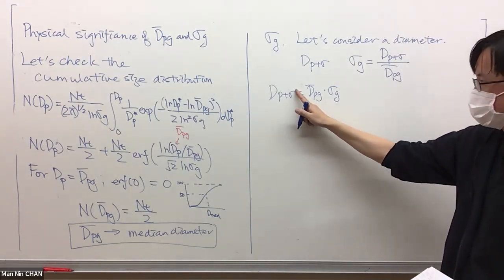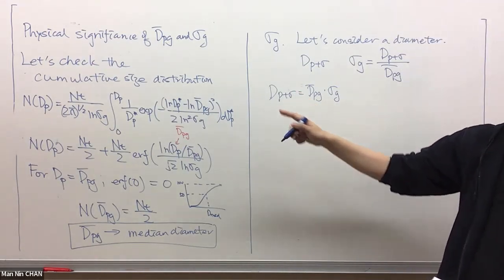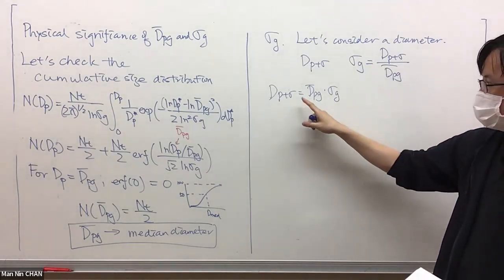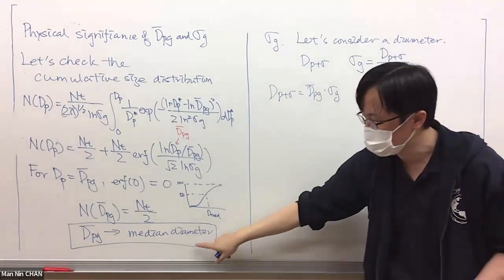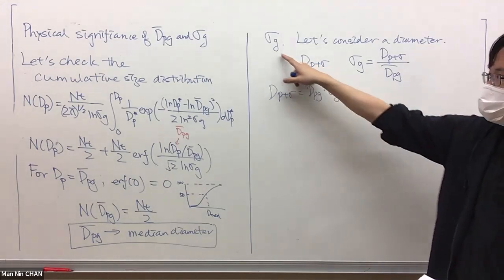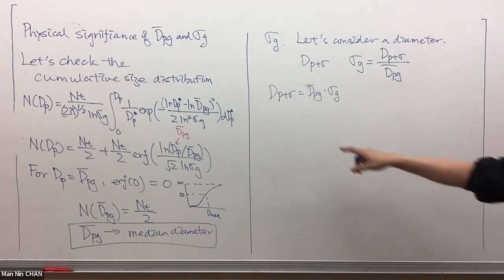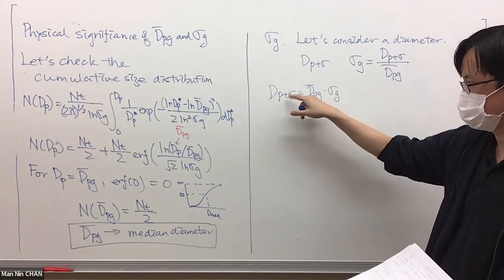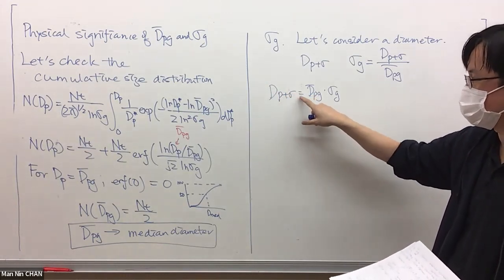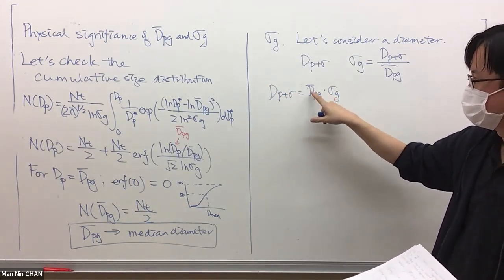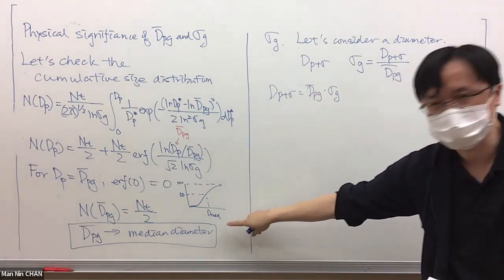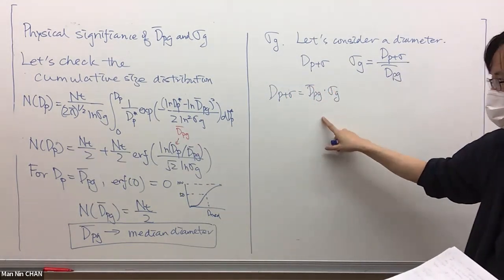We can present the other way, in terms of diameter. I try to find a diameter, which is the median diameter times sigma g. Now we can do the same analysis. Now you define dp plus sigma, right? So now you know that this is equal to the median diameter times sigma g.